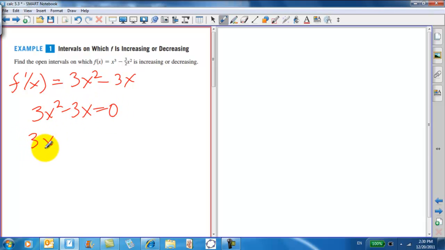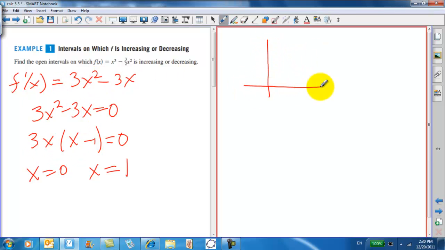Let's factor out a 3x, leaving behind x minus 1. So we see at x equals 0 and x equals 1, something's going to happen. And what we can do now is test some points in between here. There's a couple ways to look at this. You can look at this derivative and look at its graph and say the derivative is 0 at x equals 0 and x equals 1, and it's a happy parabola. So it's going to go like this.